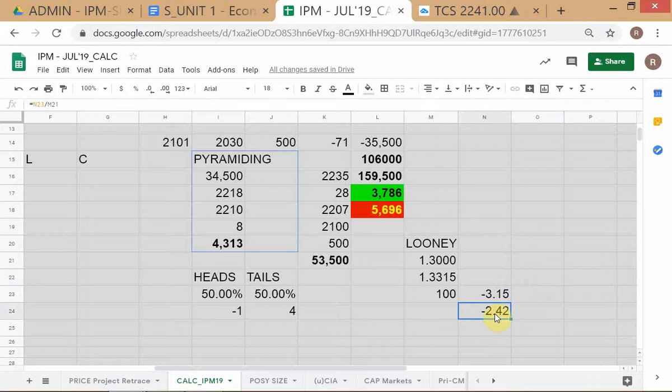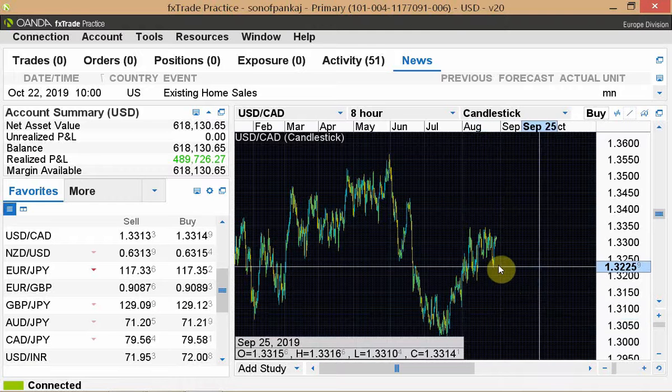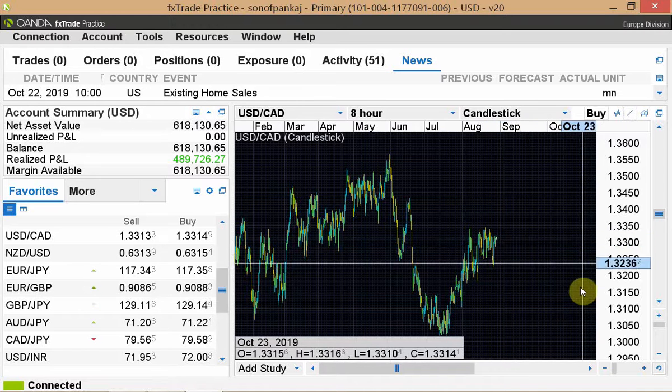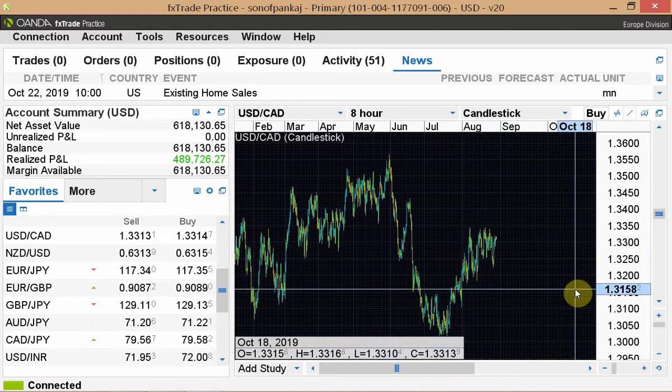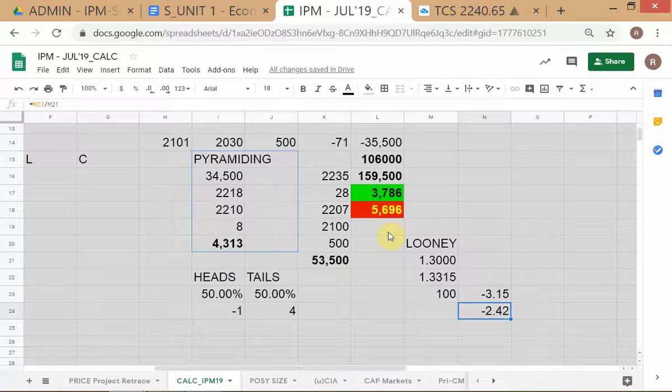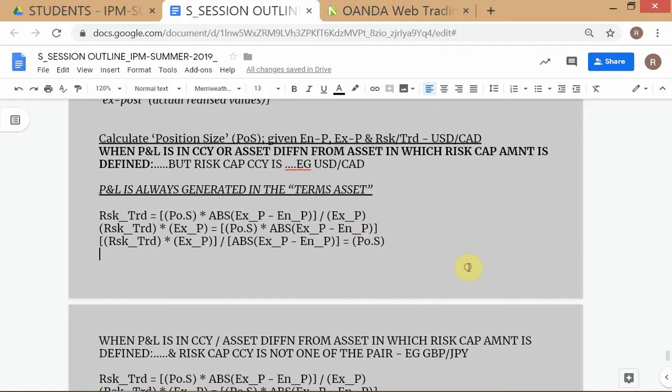Okay, so it's 2.42. These guys have a slightly different figure because they actually use this figure. They use the current rate, which is the wrong methodology. Okay, but anyway, it's not a huge difference because our position size is very small. Okay, all right.